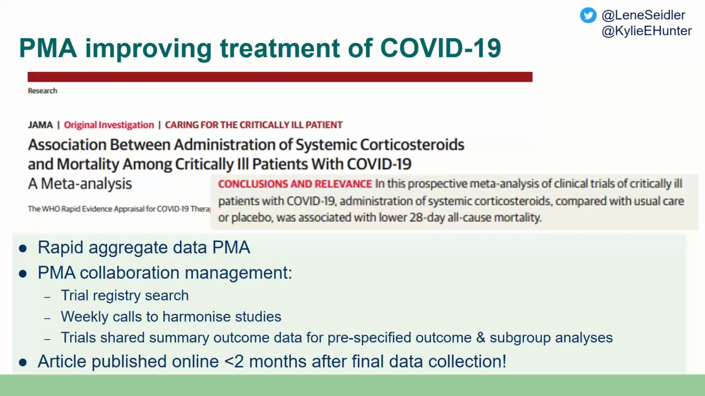So this PMA was published in JAMA and was on corticosteroids to treat critically ill COVID-19 patients. And what this group did is they searched trial registries for relevant trials and formed a collaboration very early on in the pandemic. And then they had weekly calls to harmonize their protocols, outcomes, and subgroups. The trials then shared outcome data for pre-specified outcomes and for pre-specified harmonized subgroup analysis, which enabled participant-level subgroup analysis that avoided ecological bias. And impressively, their final PMA article was published online less than 2 months after the date of final follow-up, showing that corticosteroids were in fact effective in treating COVID-19, in lowering 28-day all-cause mortality in COVID-19 patients. So a really great example of how this methodology has been applied to an urgent health research question.